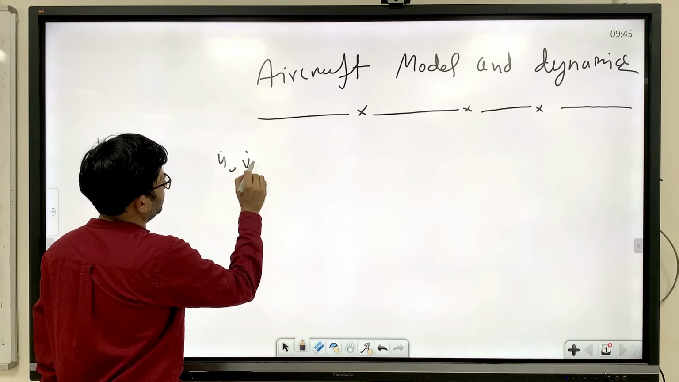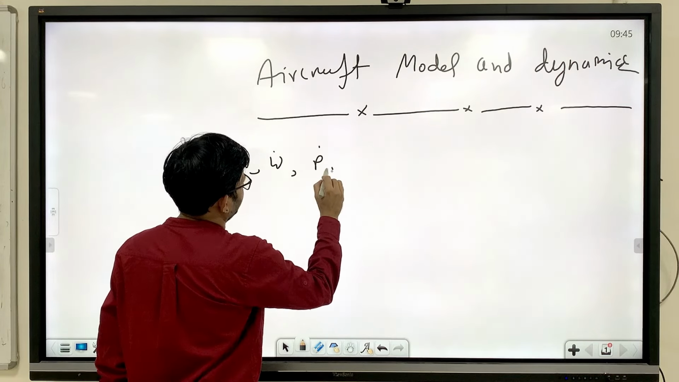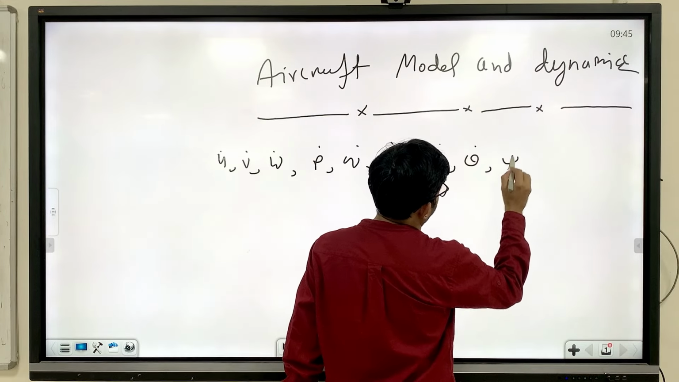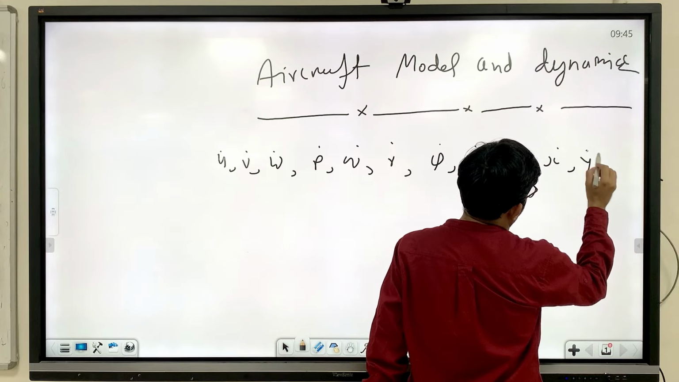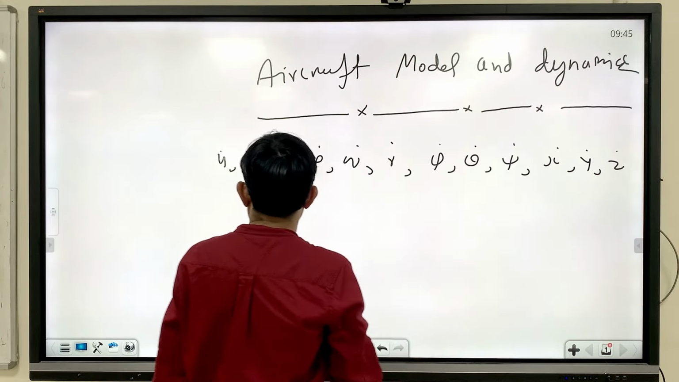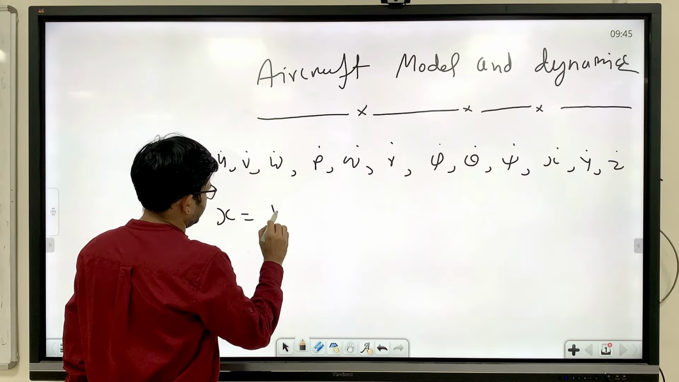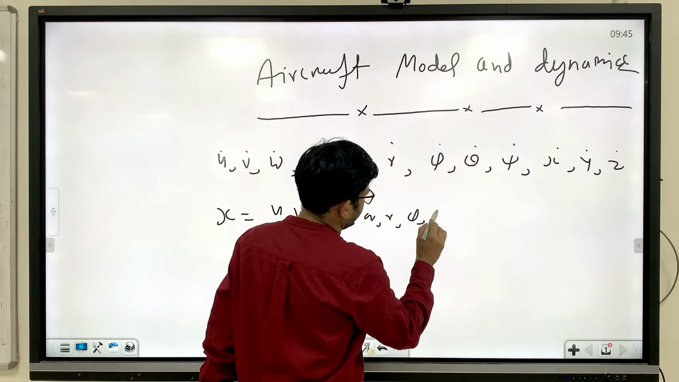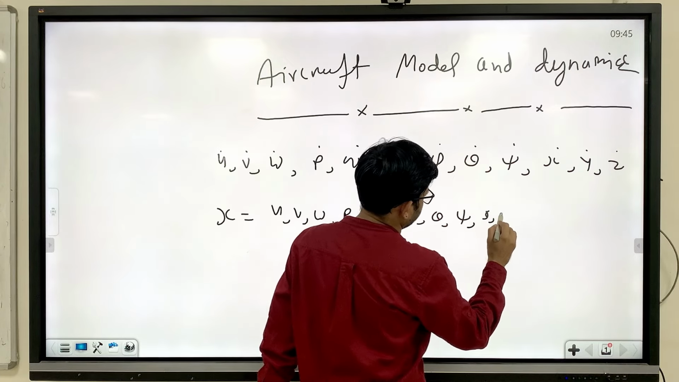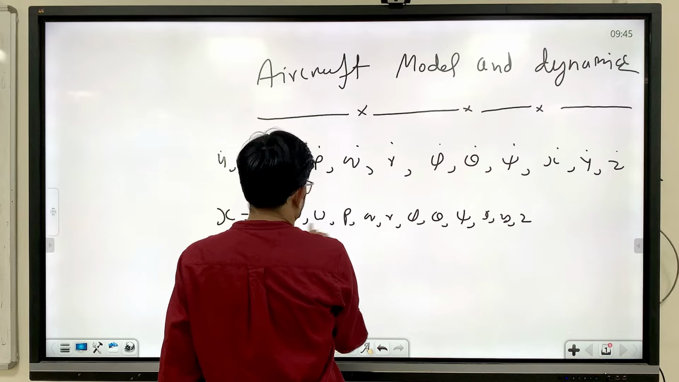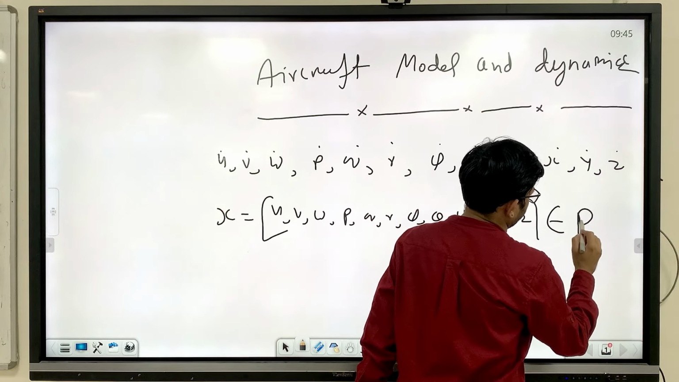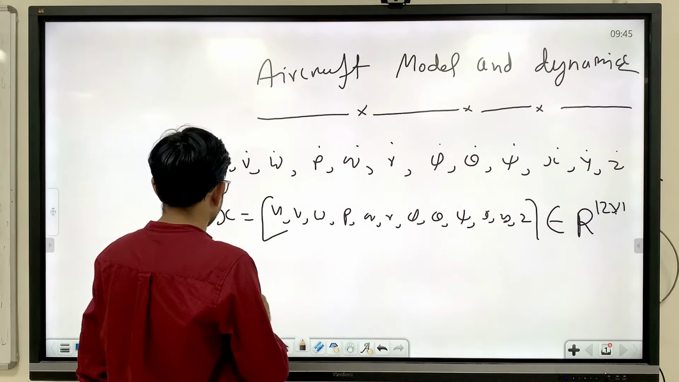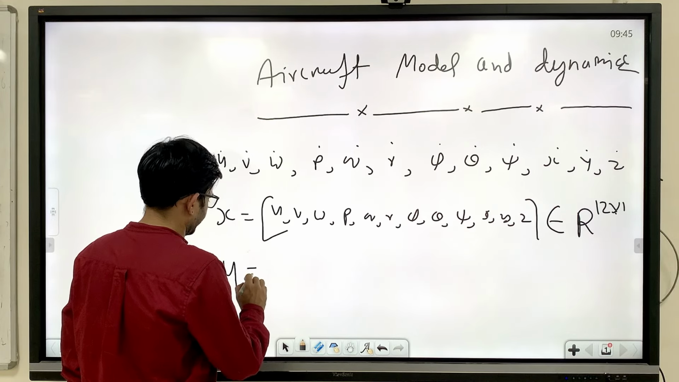So u dot, v dot, w dot, p dot, q dot, r dot, phi dot, theta dot, psi dot, x dot, y dot, z dot. These are called the 12 states: u, v, w, p, q, r, phi, theta, psi, x, y, z. These 12 states belong to the real numbers, with a 12 cross 1 size. And how many controls do you have?